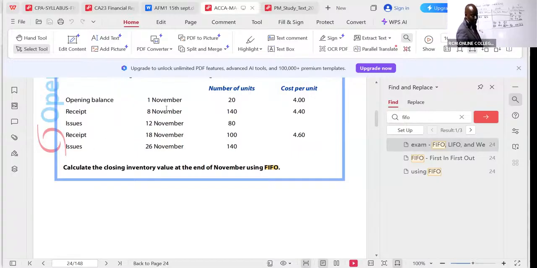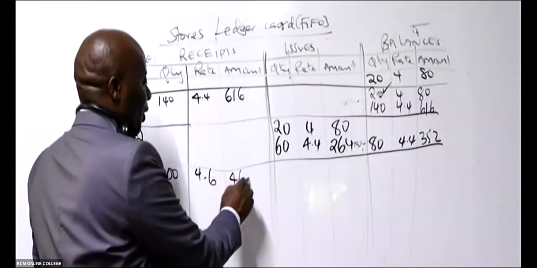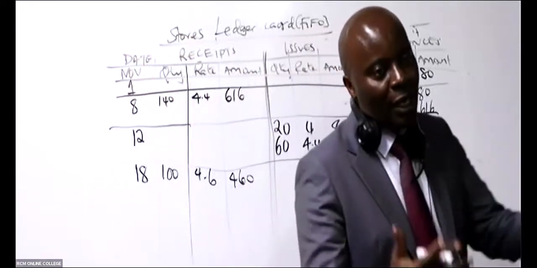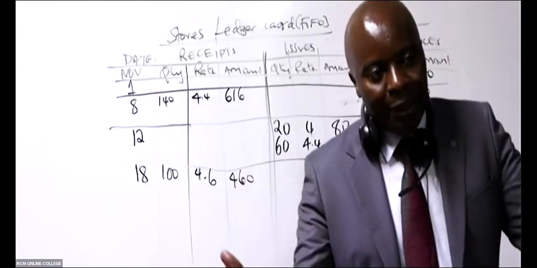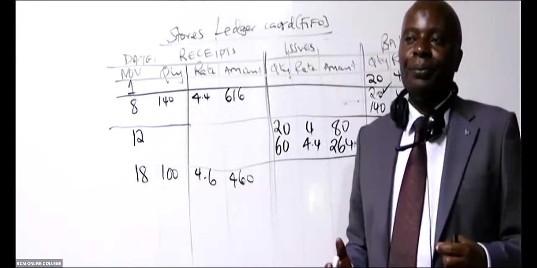Yeah, at 4.6. So this is really easy. So 100 times 4.6 gives me how much here, somebody? 460, right? So once we receive, very easy, we book it on receipts, and update the balance.